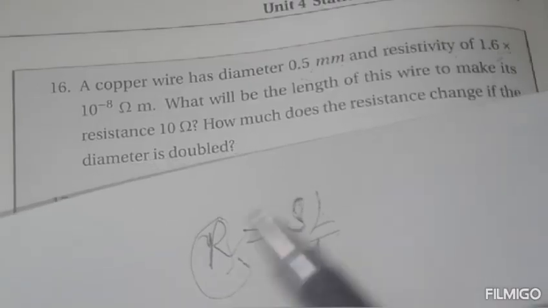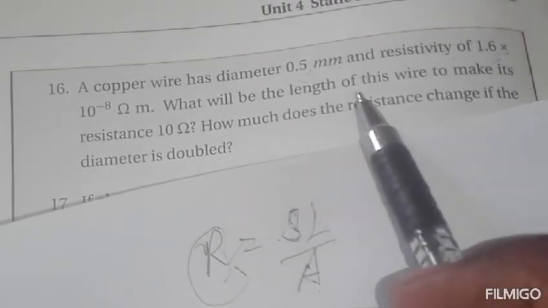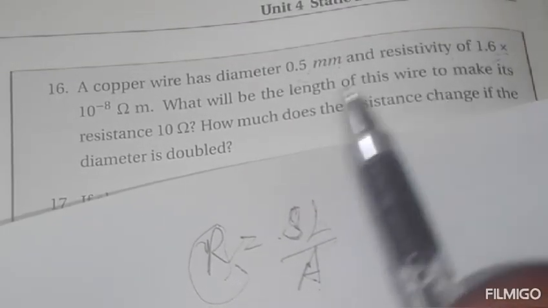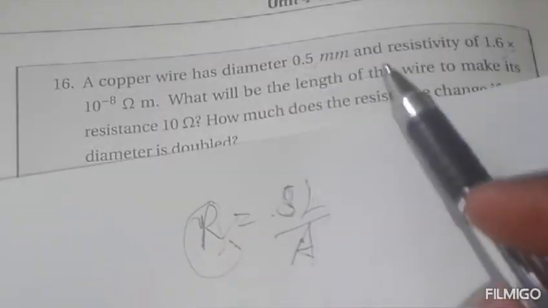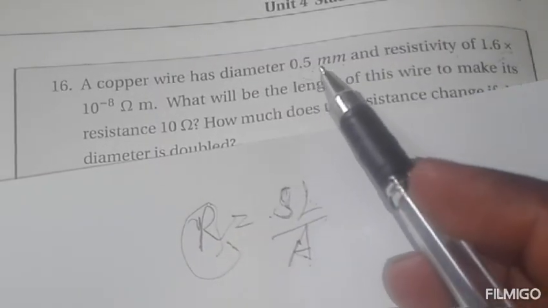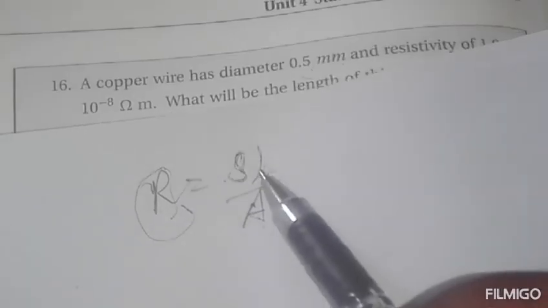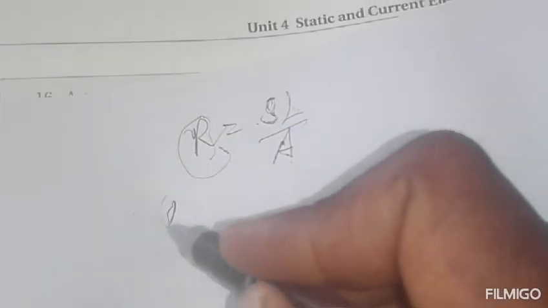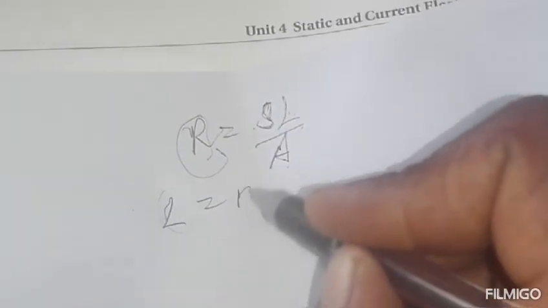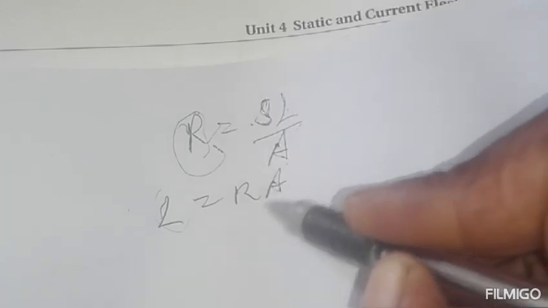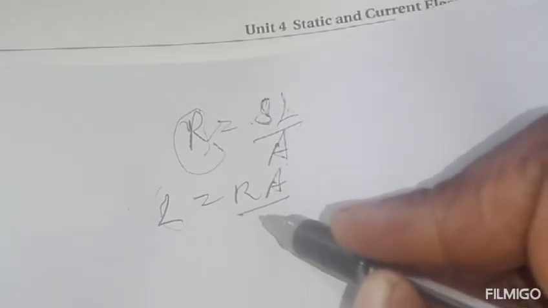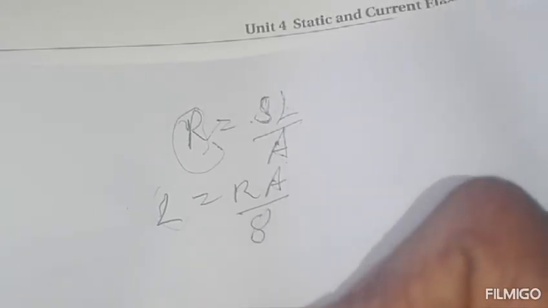So then what will be the length? የተጠየቅነው አሁን ሌንግዙን ስለሆነ ምን ተሰጥቶናል? ዲያሜትሩ 0.5 ሚሊሜትር ተሰጥቶናል። To apply, ሌንግዝን አሁን ካልኩሌት ስናደርግ length of the wire is equal to resistance of the wire times the cross-sectional area over the resistivity of the material.